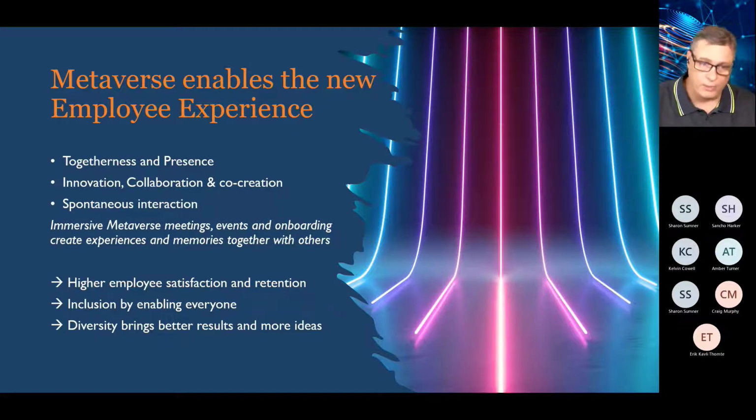And when we get to that, we are going to be able to empower these more diverse teams. And more diversity means that we are going to get better results and more ideas, because we are not just in the same bubble with like-minded people. And that's a really big thing.